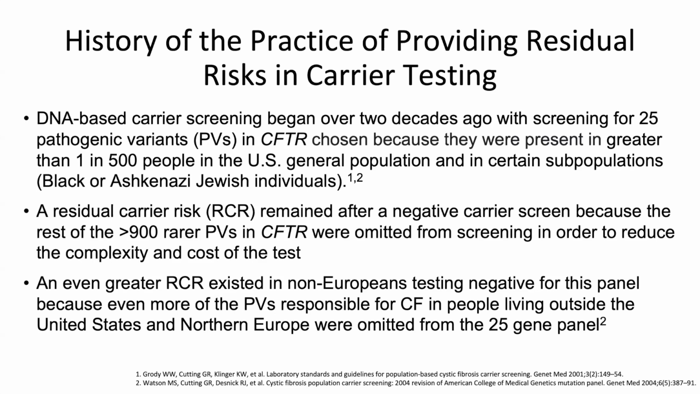And the problem, of course, is that non-Europeans had a different spectrum of pathogenic variants than European origin people for cystic fibrosis. And so using that 25 pathogenic variant panel would allow even more people of non-European ancestry to test negative for the panel, even when they were carriers for cystic fibrosis.